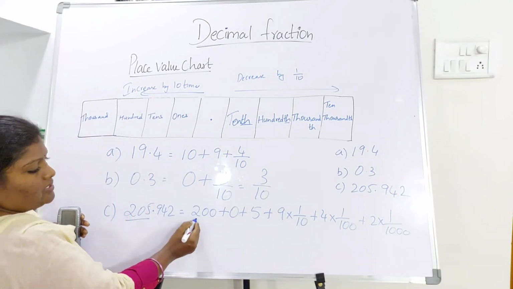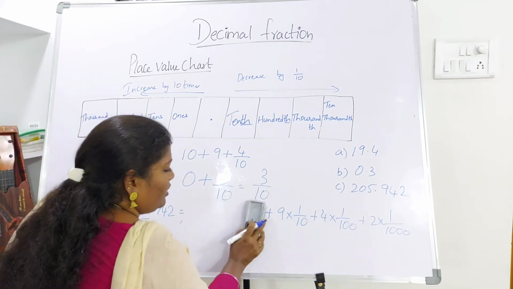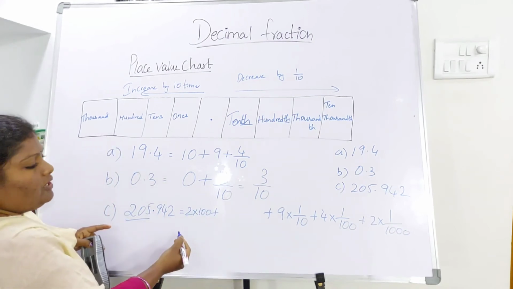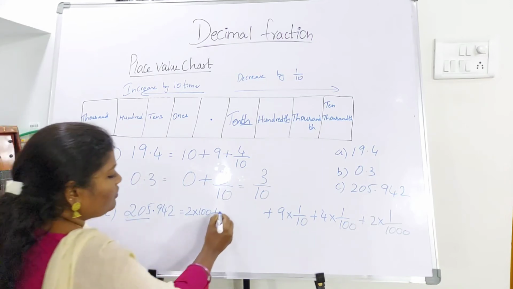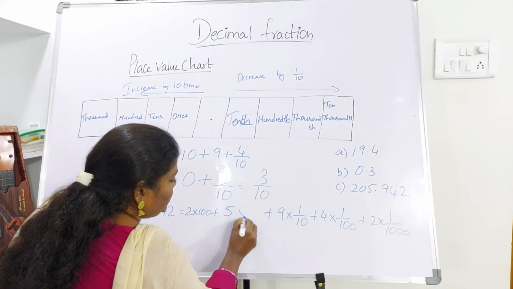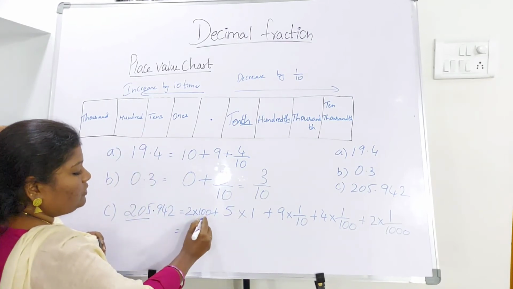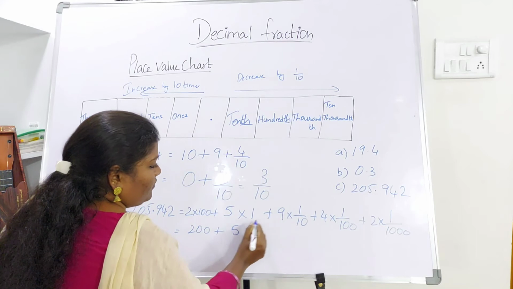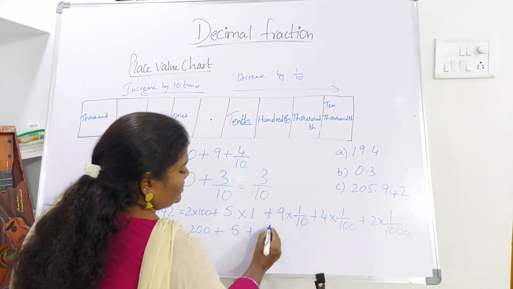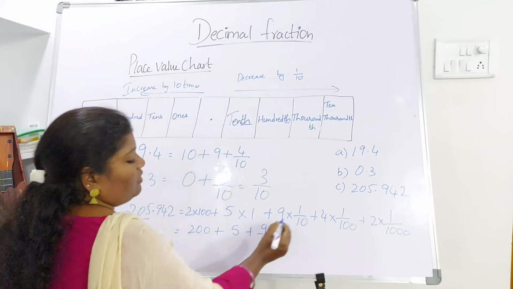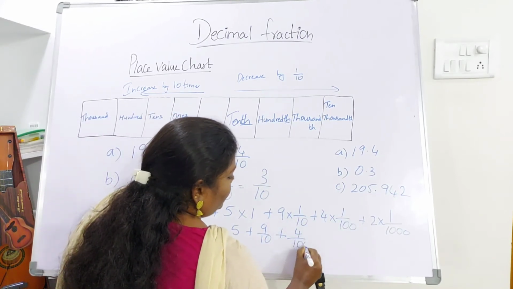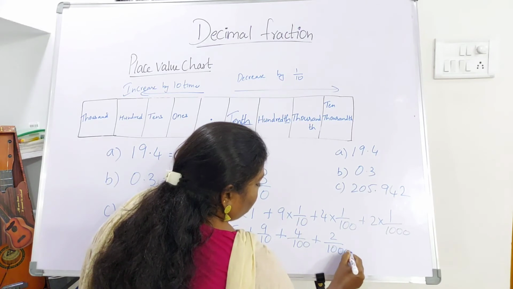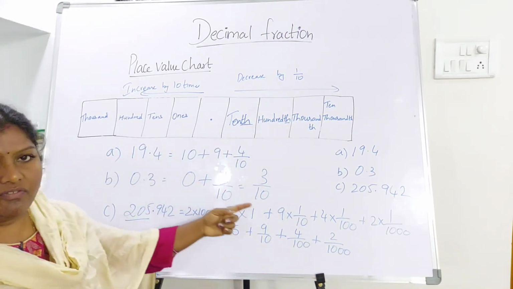Now 2 is in the hundreds place. So I'll just repeat once again. Now 2 into 100 plus 0 into 10. So 0 into 10 is nothing but 0, so you can neglect that. So 5 is in the ones place, so 5 into 1. So 2 into 100 is 200 plus 5 into 1 is 5 plus 9 into 1 by 10 is 9 by 10 plus 4 into 1 by 100 is 4 by 100 plus 2 into 1 by 1000 is 2 by 1000. Yes, so this is the expansion form of a decimal fraction.